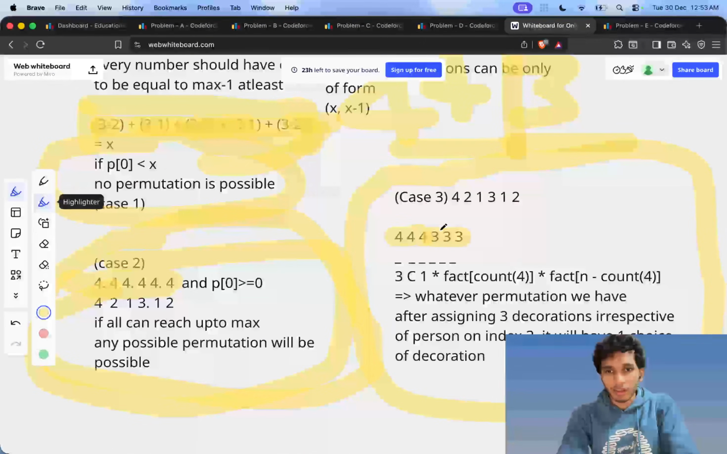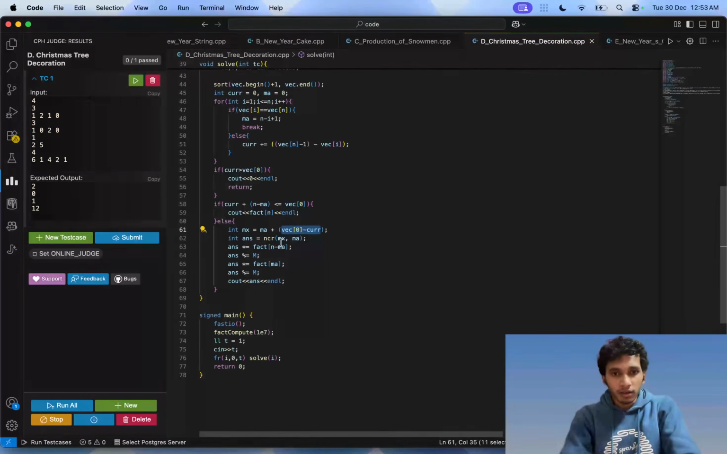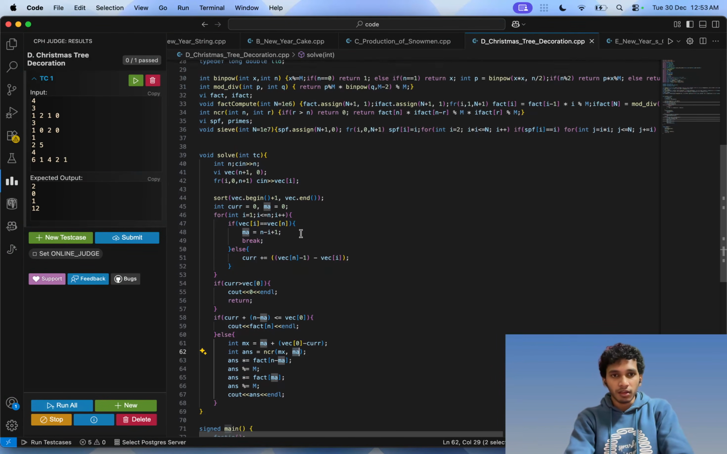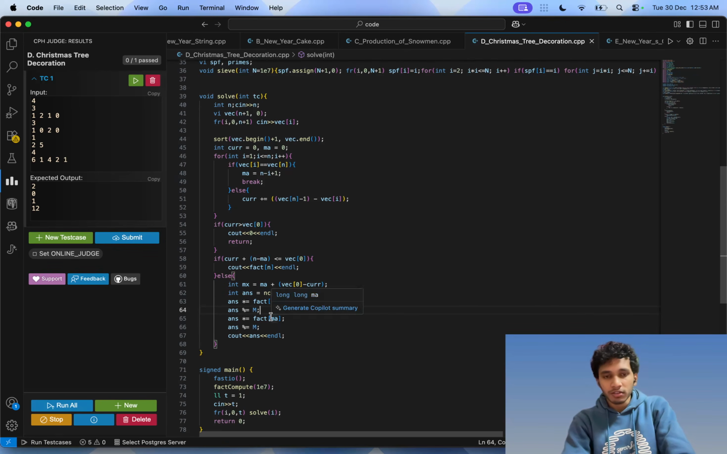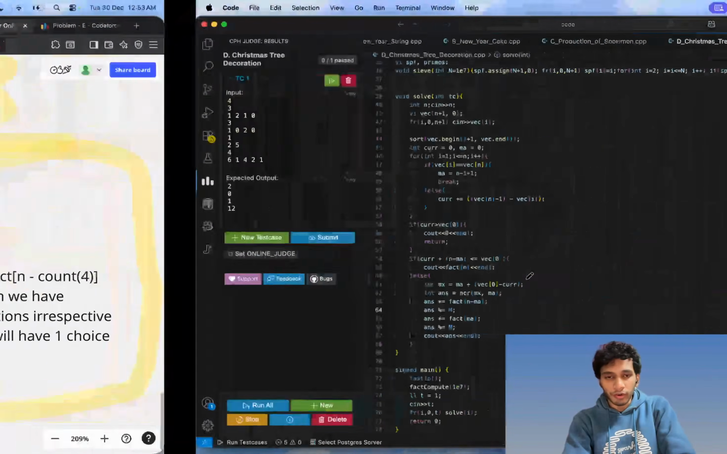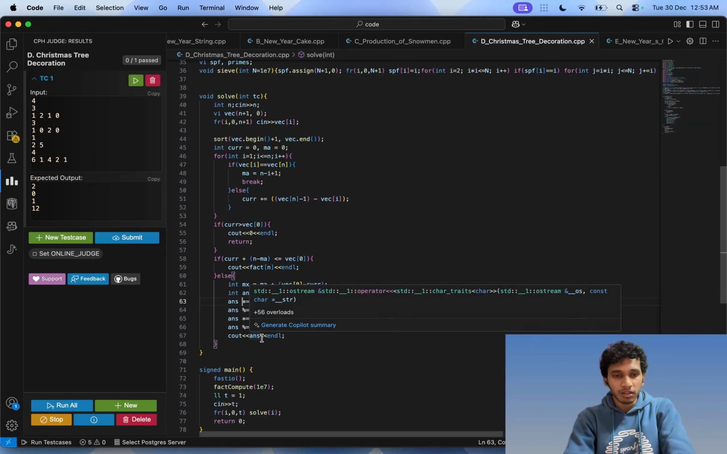Now, what was our answer? NCR. Where what was N? N was the number of fours and R was the number of fours already present in our array. So how many fours are already present? MA fours are already present, which we calculated here. And MX is what we calculated here. Now, two factorials. First was count of 4, which is equal to factorial of MA, and n minus count of 4, which was n minus MA. That is it. And take modulos and just print the final answer.